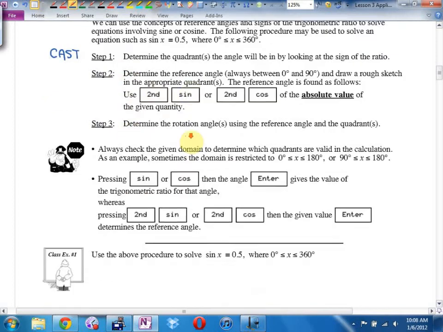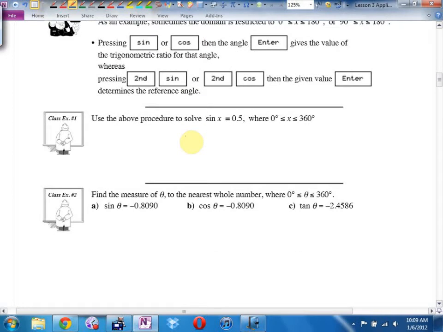Example one. The equation they want me to solve is this. Sine of mystery angle equals 0.5. But they have to add a domain restriction, because when I said that there's two angles that have the same sine or cosine, I actually lied. You could keep going around and around, finding coterminal angles. There's an infinite number of angles that actually satisfy this equation.